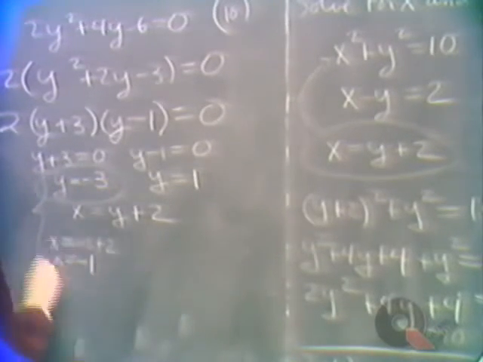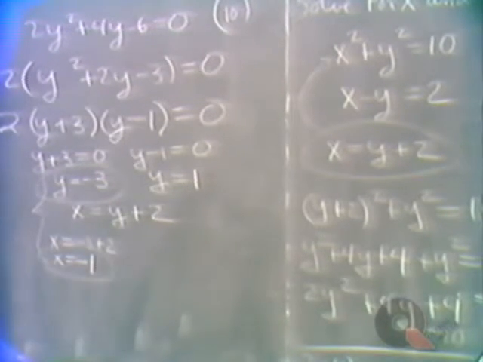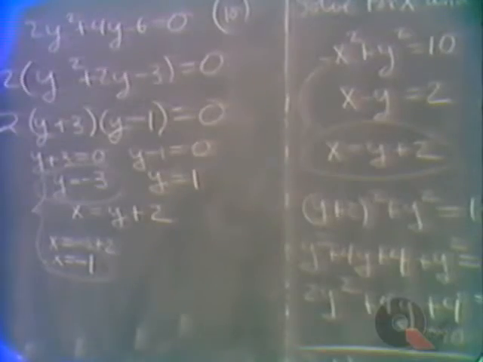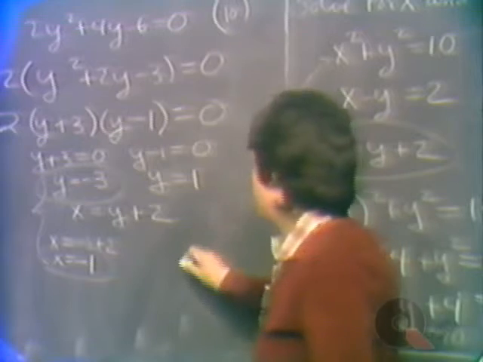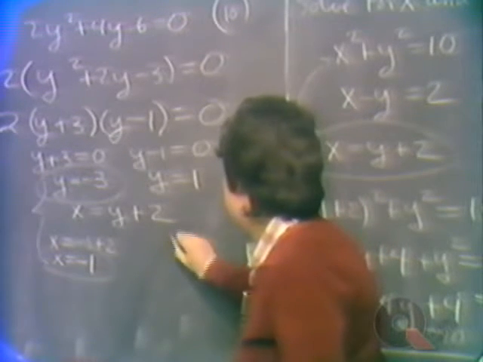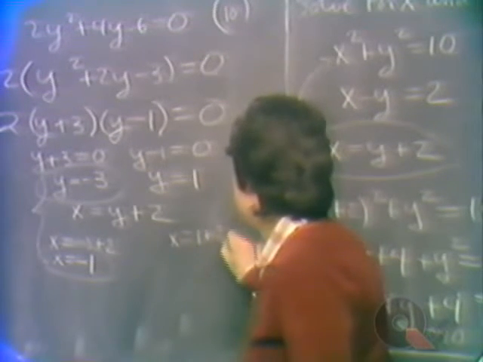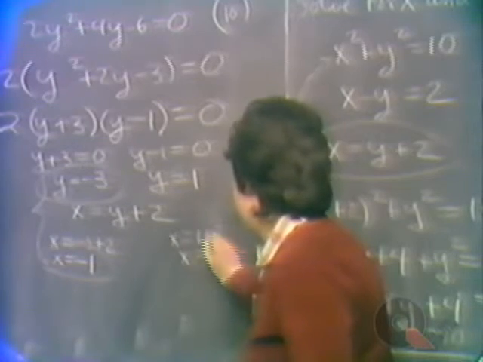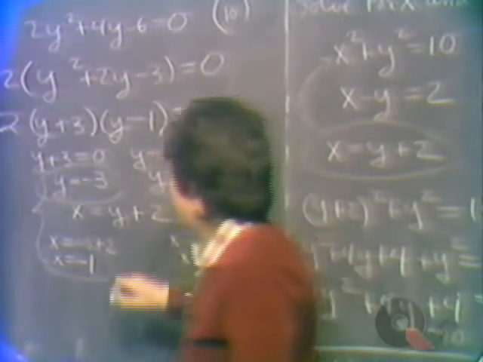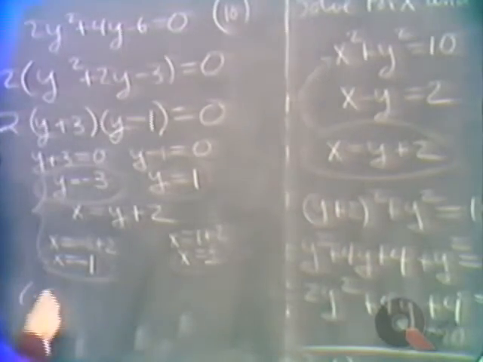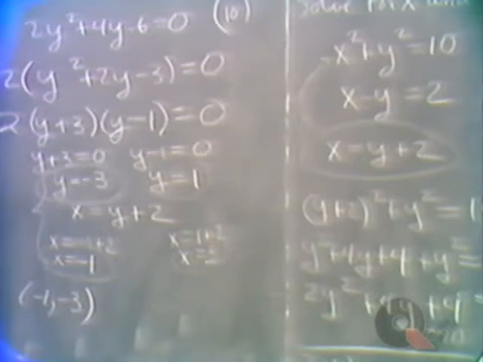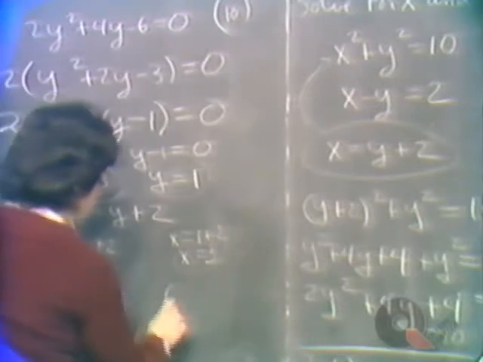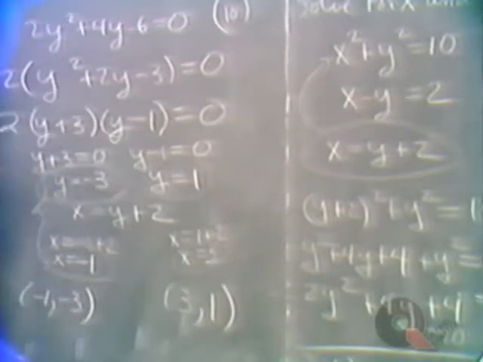So y equals minus 3 goes with x equals minus 1. And if y equals 1, x equals 1 plus 2, x equals 3. These two go together. So we have two possible solutions: x equals minus 1, y equals minus 3, and x equals 3, y equals 1.